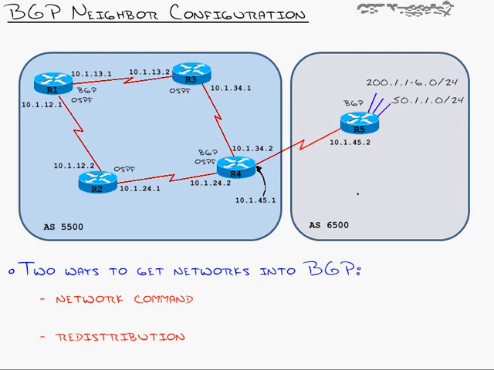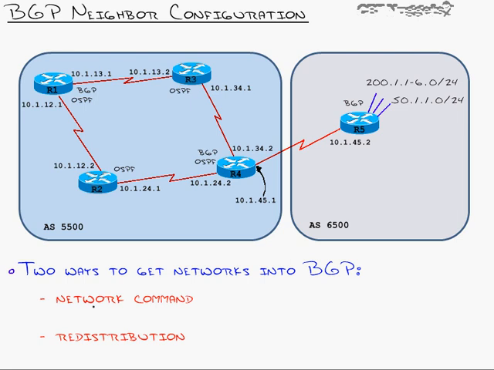Below, what I've done is I've added some loopbacks over here on router 5. I added 6 loopbacks for 200.1.1 through 6.0, and I've got a loopback for 50.1.1.0. Now remember, anytime we're talking about BGP, we're usually talking about public network addresses, things that are available to the public on the internet, because this is the routing protocol of the internet.